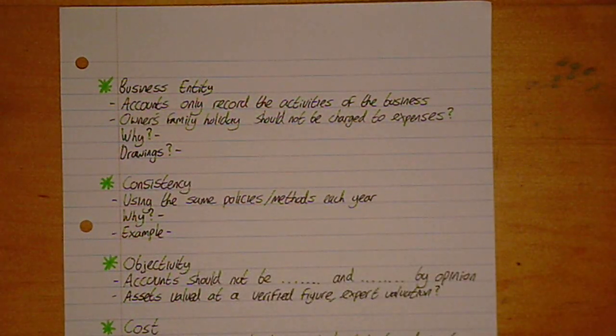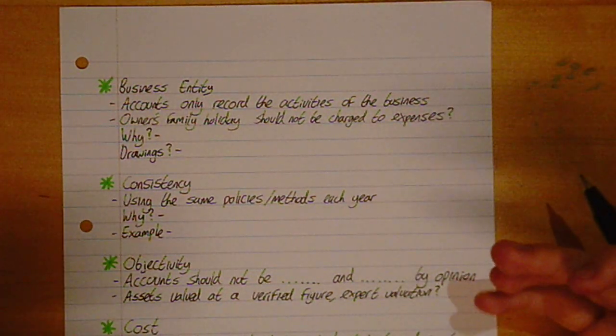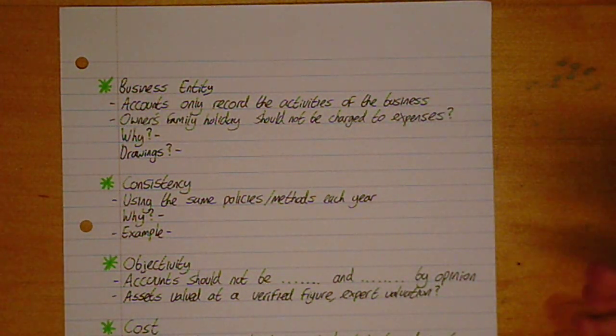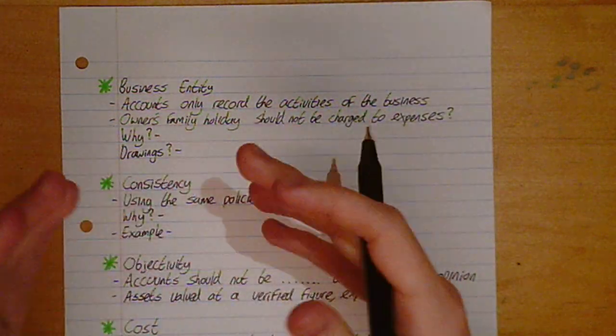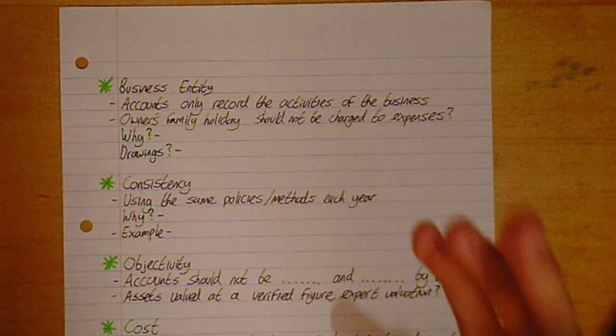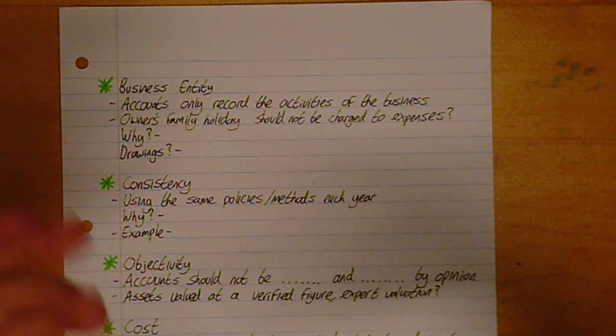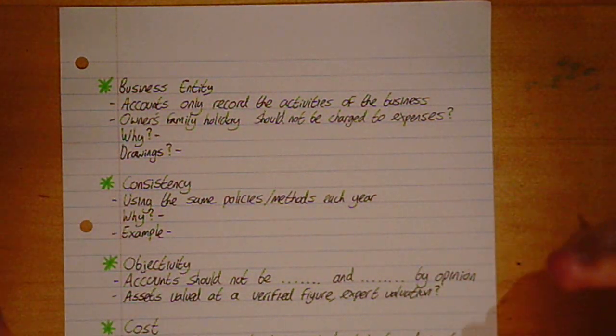The owner has every right to take out a few hundred pounds in drawings and take the family on holiday. There's nothing wrong with that. They've put money into the business. They can take drawings out, and once they've drawn that money out, that's it. It's their money. It has nothing to do with the business anymore. It's been drawn out. So basically, we're just keeping the accounts of the business on their own, separate from anyone else's, from the owners or from the employees, etc. It's just the transactions of the business.